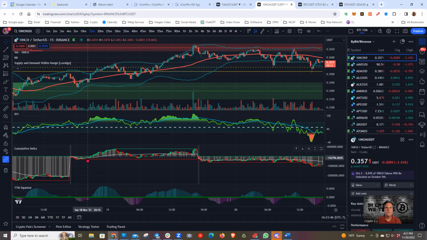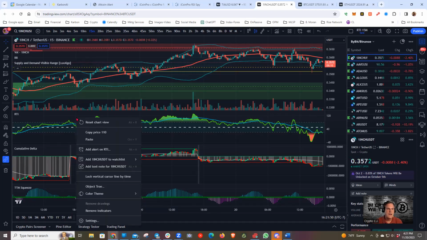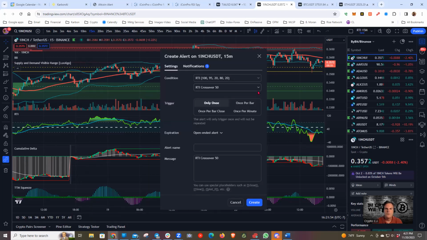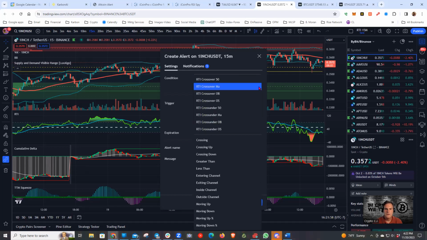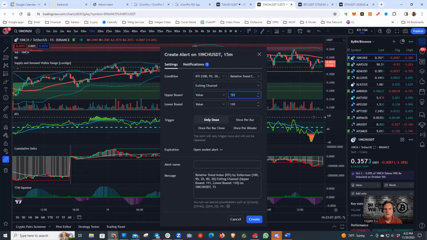So that's where we like to use alerts on the RTI. For the scenario I just described, we'll go both directions. We're going to right click on the RTI like I just did, and we're going to choose exiting a channel. And I usually go with the 80 on the top and 20 on the bottom. Once per bar close keeps it on until you turn it off.